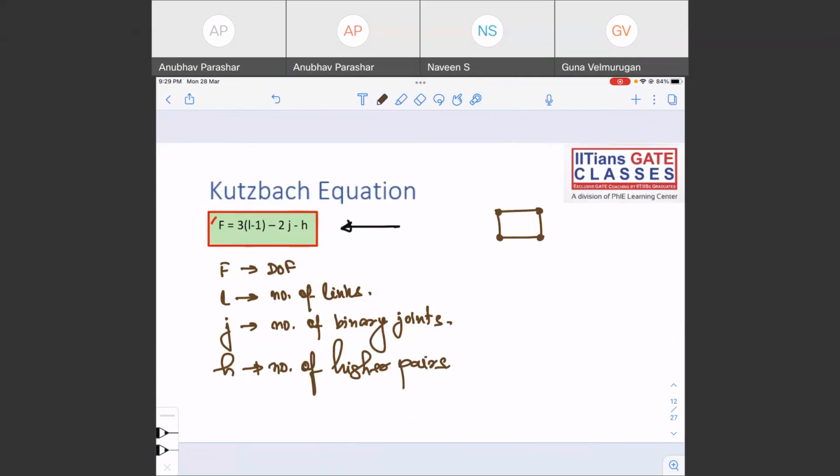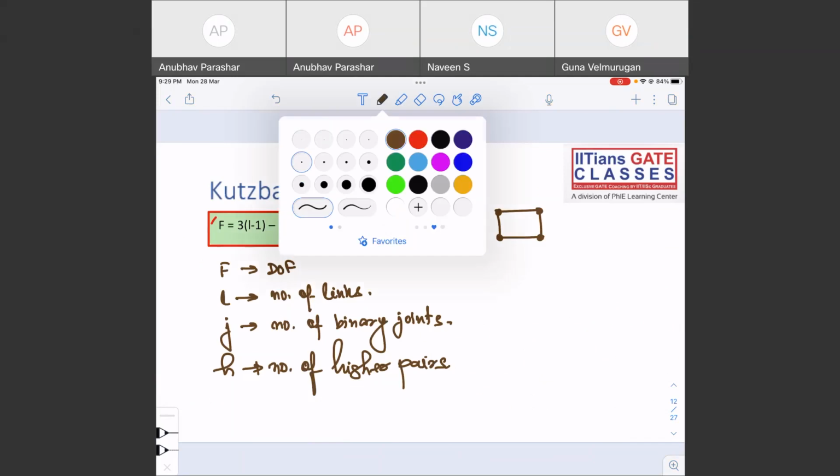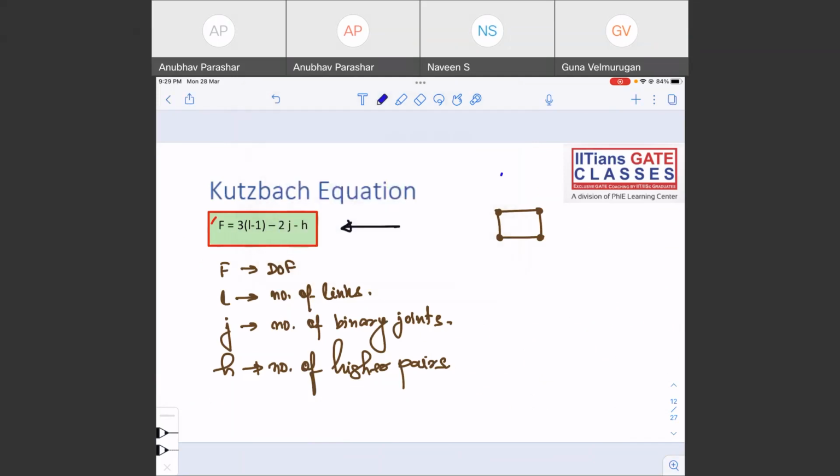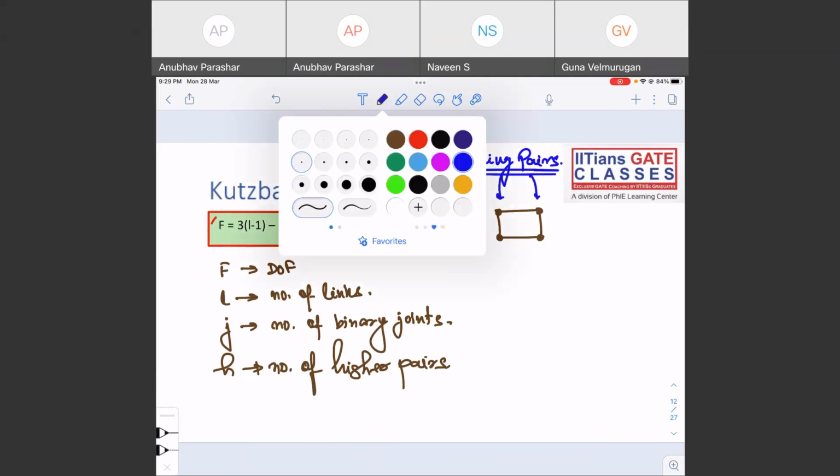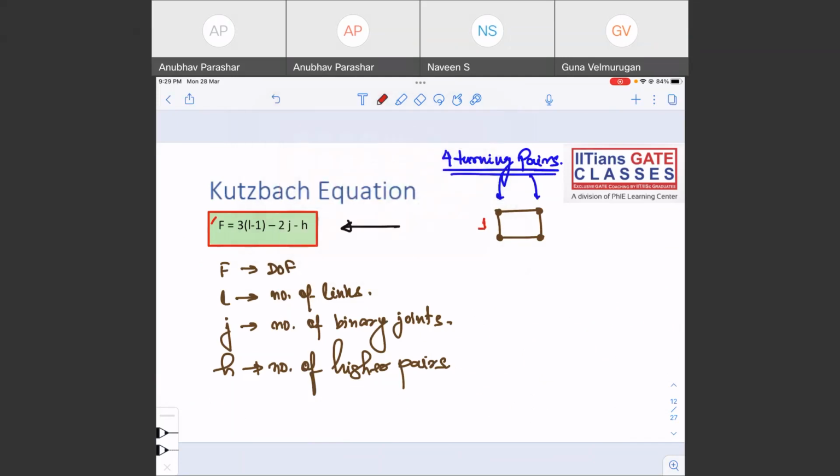Okay, let me say this is the mechanism. So what do I have in this mechanism is there are 4 turning pairs, you can see, right? There are 4 turning pairs. And there are 4 links. What are the 4 links? Can you say? This is link number 1, this is link 2, this is link 3, this is link 4. So how many links are there? If I say L is equal to 4.